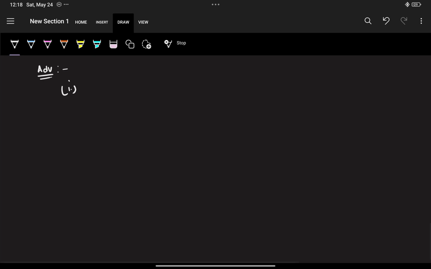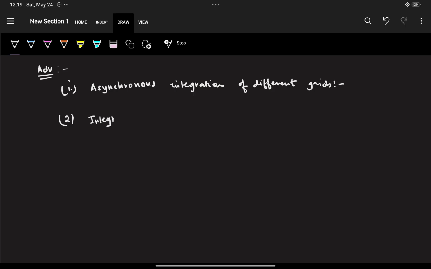The first one is asynchronous integration of different grids. You won't understand what is meant by asynchronous integration of different grids yet. And the third one is integration of renewable energy resources.